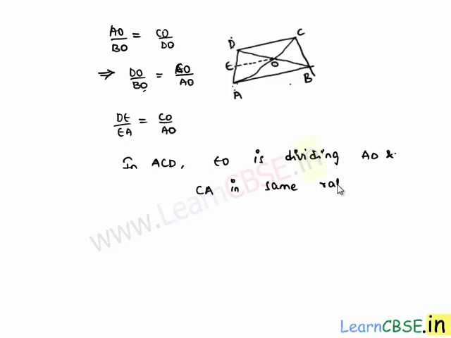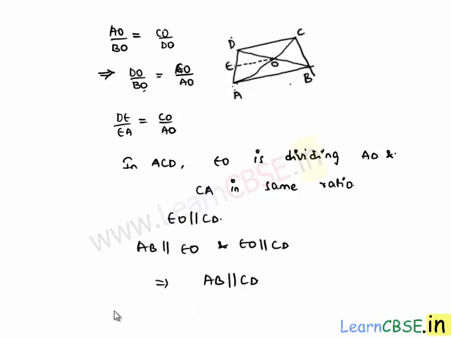So, from the converse of the basic proportionality theorem, we can say that EO is parallel to CD, as AB is parallel to EO and EO is parallel to CD. From the transitive property, we can say that AB is parallel to CD. So, if in a quadrilateral two sides are parallel, then it is a trapezium. Therefore, ABCD is a trapezium.